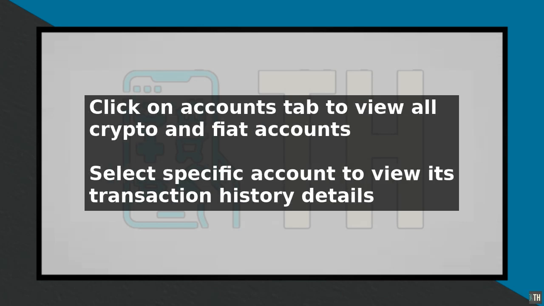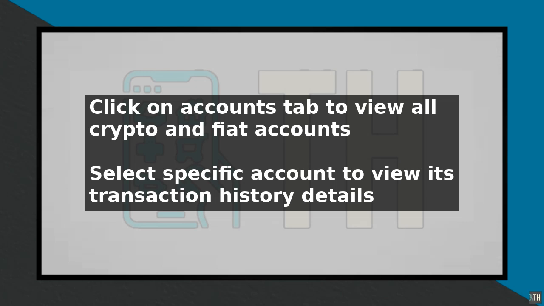This will take you to a page where you can view all of your accounts, including your crypto wallets and fiat accounts. From here, you can select the specific account you want to view the transaction history for. After selecting your account, click on the Transaction History tab.